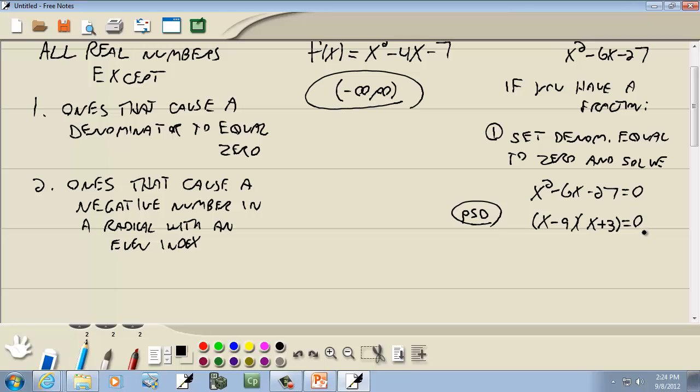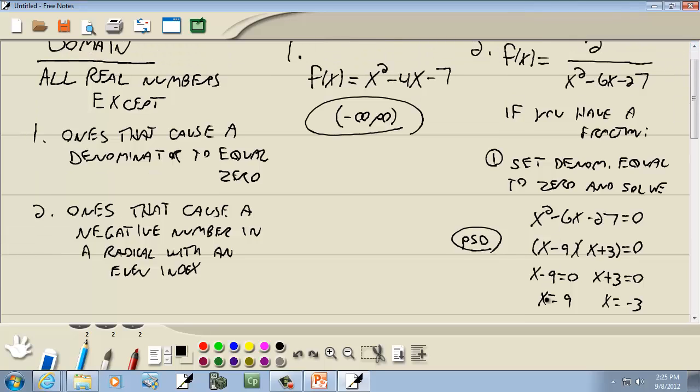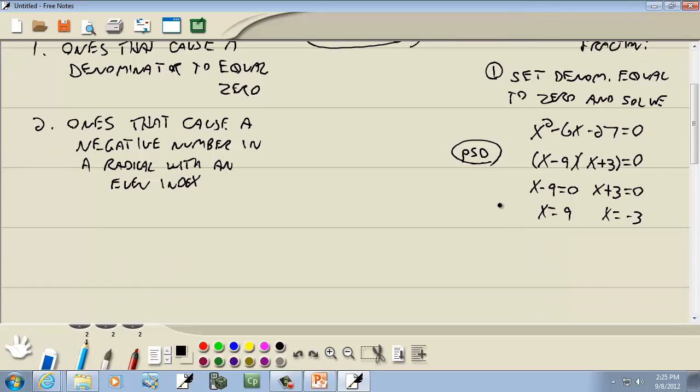Zero factor property says you get 0 on one side, you factor the other side, you set each factor equal to 0. So we'll set x minus 9 equal to 0 and x plus 3 equals 0. Then we get 9 and we get negative 3. Now these are the numbers that cause us problems. For example, if I put negative 3 up here, negative 3 squared is 9. Negative 6 times negative 3 is 18. 18 plus 9 gives us 27, and 27 minus 27 gives us 0. So these are the values we cannot have.